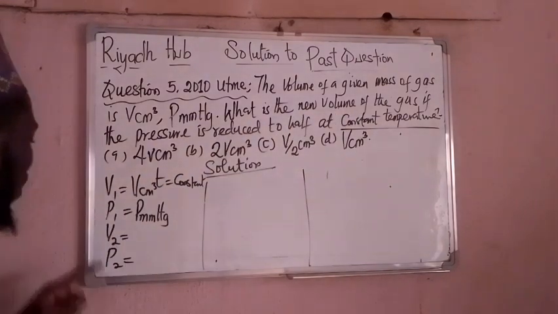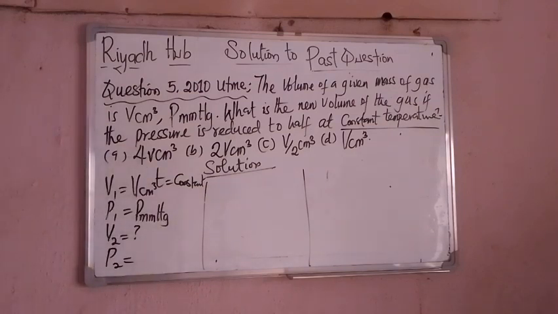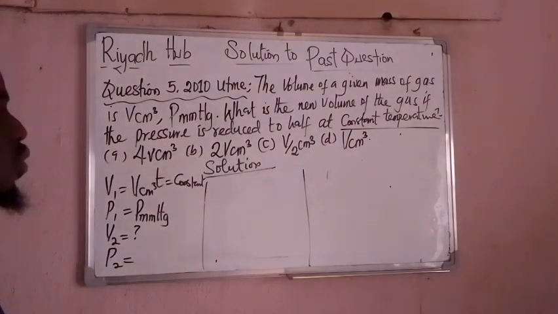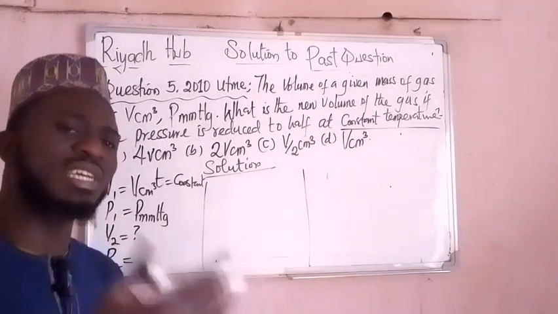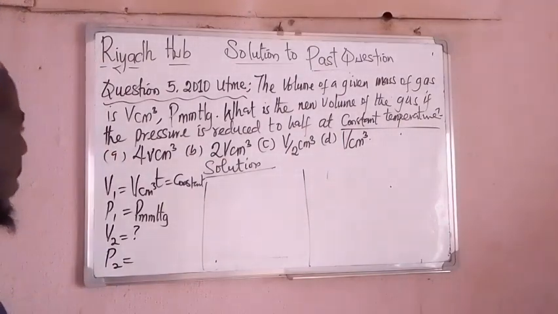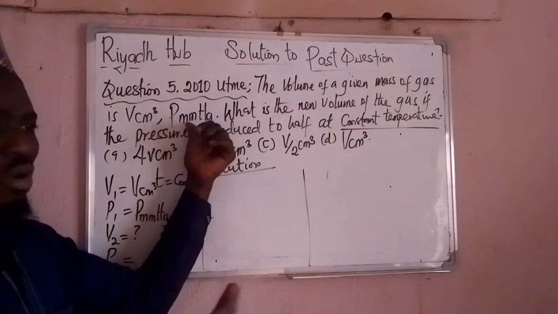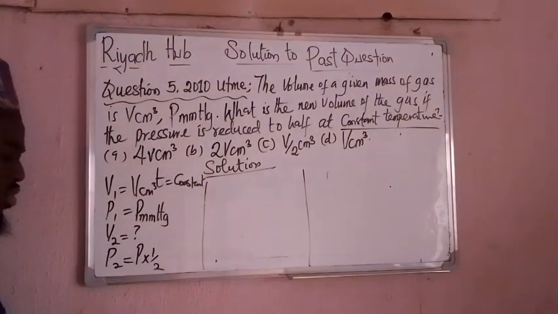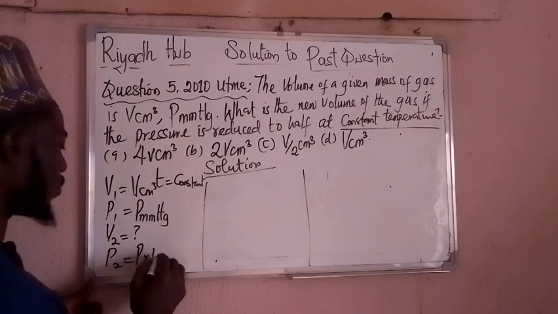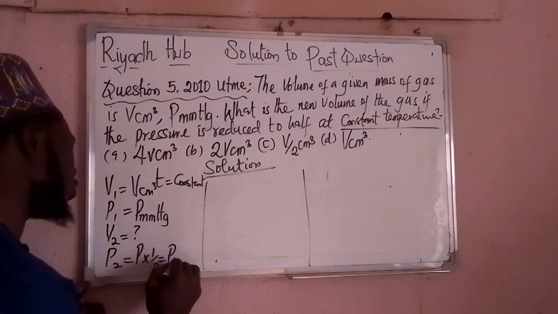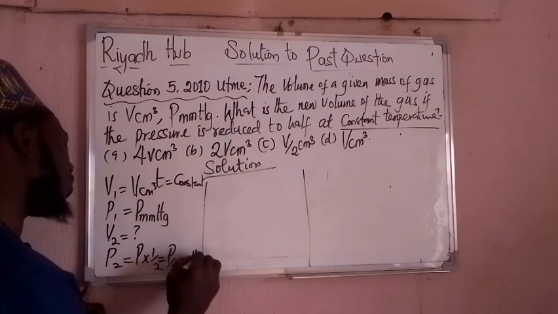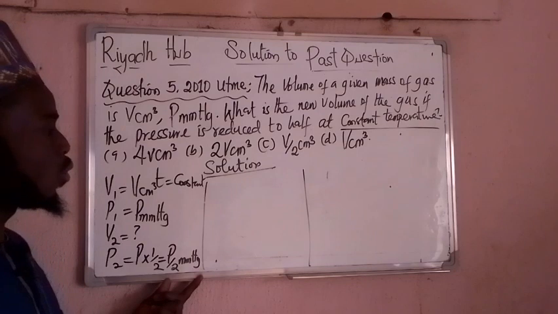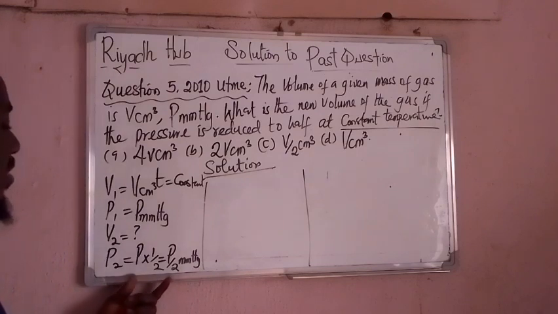What is the new volume? We are looking for V2. It means V2 is absent, and it is what we are looking for. If the pressure is reduced to half, what is the initial pressure? P. Then you have reduced it to half, meaning P times half. It means you have P over 2 millimeter mercury. This is the new pressure observed in the system when there is a change.